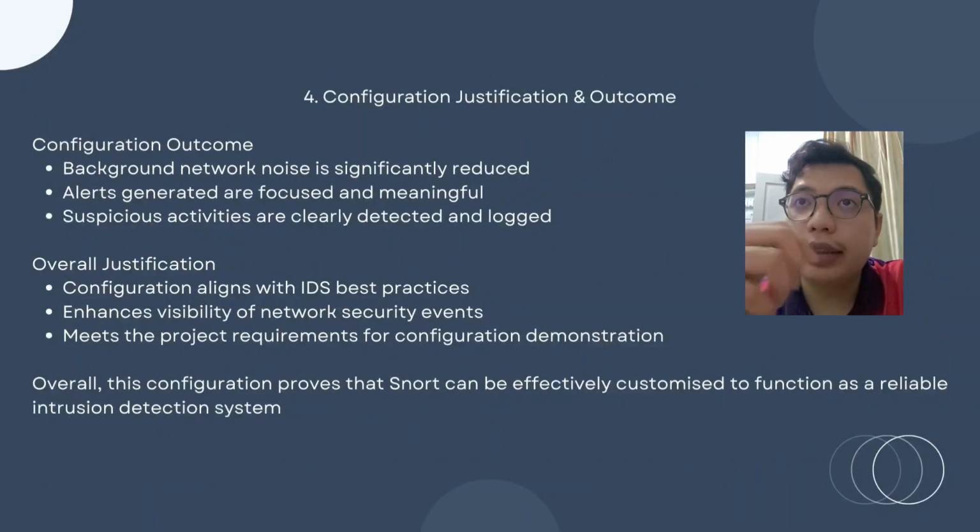And lastly, the configuration justification and outcome. Configuration outcome: background network noise is significantly reduced, alerts generated are focused and meaningful, and suspicious activity is clearly detected and logged. Overall justification: the configuration aligns with IDS best practices, enhances visibility of network security events, and meets the project requirement for configuration demonstration. Overall, this configuration proves that Snort can be effectively customized to function as a reliable intrusion detection system.